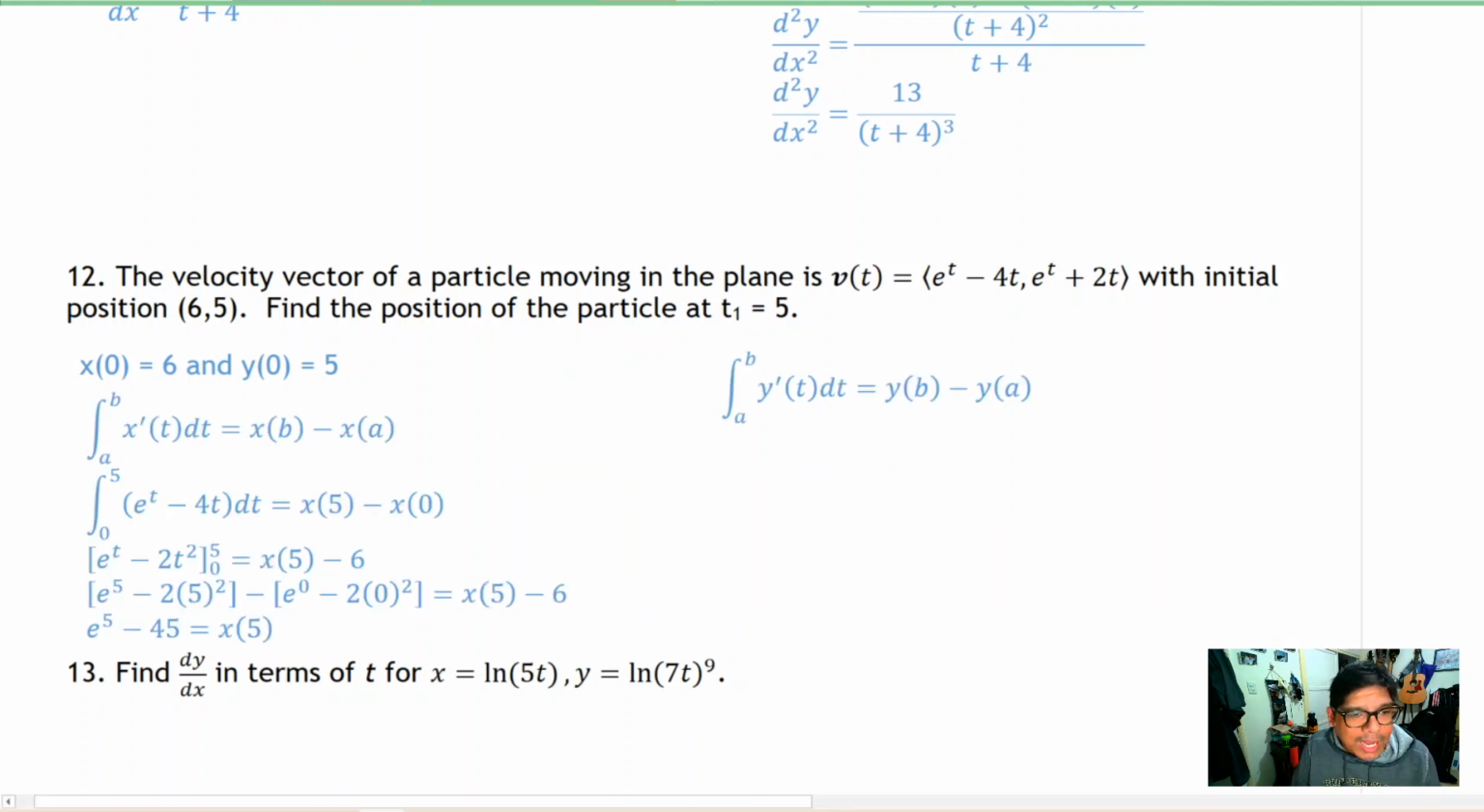And then we do the exact same thing for the y coordinate. Compute our antiderivative. Substitute. And then evaluate.